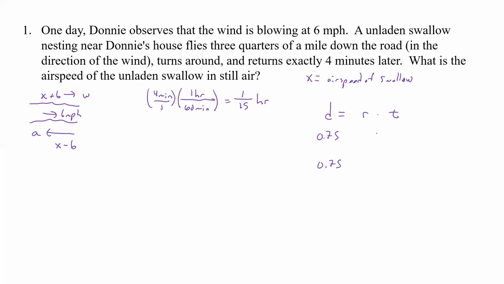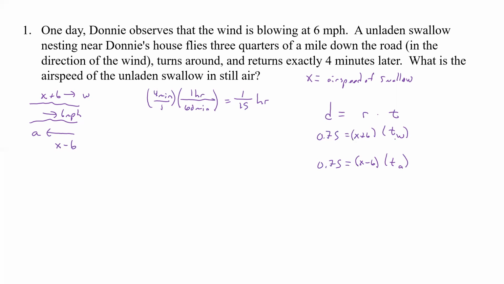Now, what's the rate? If we go with the wind, it's x plus 6. And what is the time? We don't know what it is, but we'll call it TW, the time with the wind. Now, if he turns around and goes the other way, the rate slows down. It's x minus 6. And that time we also don't know. We know it's going to be against the wind, so we'll call it TA.